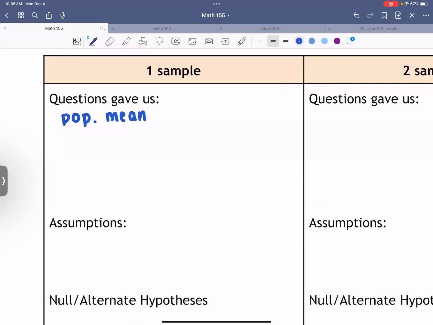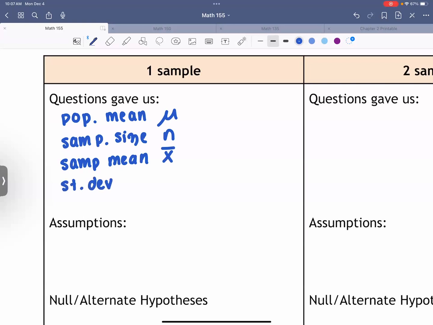Does anyone remember the symbol for population mean? Rhymes with Pew. Mu, good, all right. And remember, this isn't like the actual population mean, but it's like what someone says the population mean is, right? So that goes in our hypothesis. We're also given the sample size, which I think we all know is n, right? Okay. We're given the sample mean. What's that symbol? X bar, perfect. We're also given a standard deviation. Now, it could be S or it could be sigma. It depends on the question, but we're given one of these standard deviations, okay?